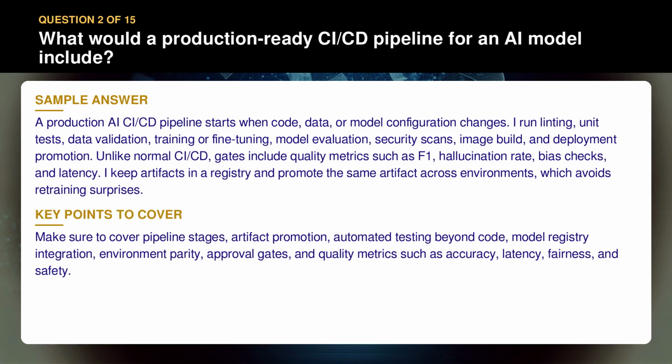Make sure to cover pipeline stages, artifact promotion, automated testing beyond code, model registry integration, environment parity, approval gates, and quality metrics such as accuracy, latency, fairness, and safety.